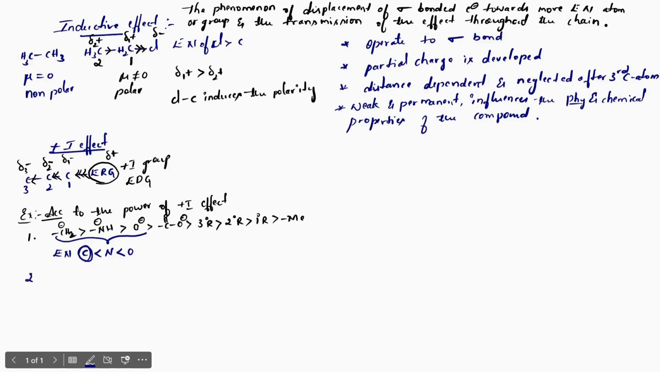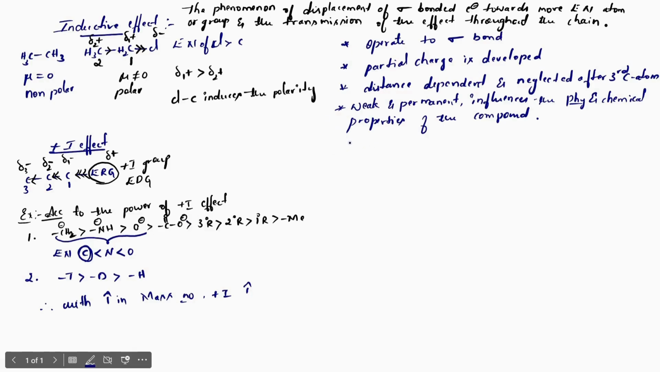Coming to the second type of example: tritium is greater than deuterium, which is greater than hydrogen, because with an increase in mass number, the positive inductive effect increases.